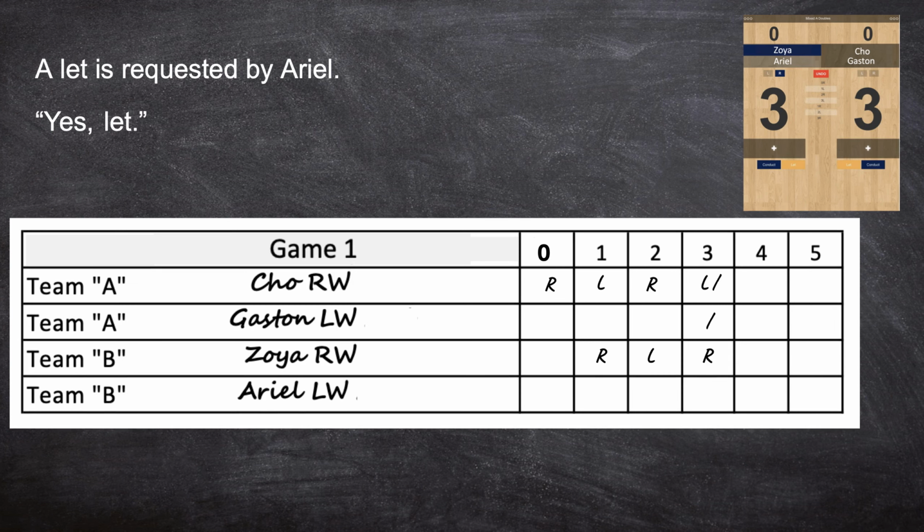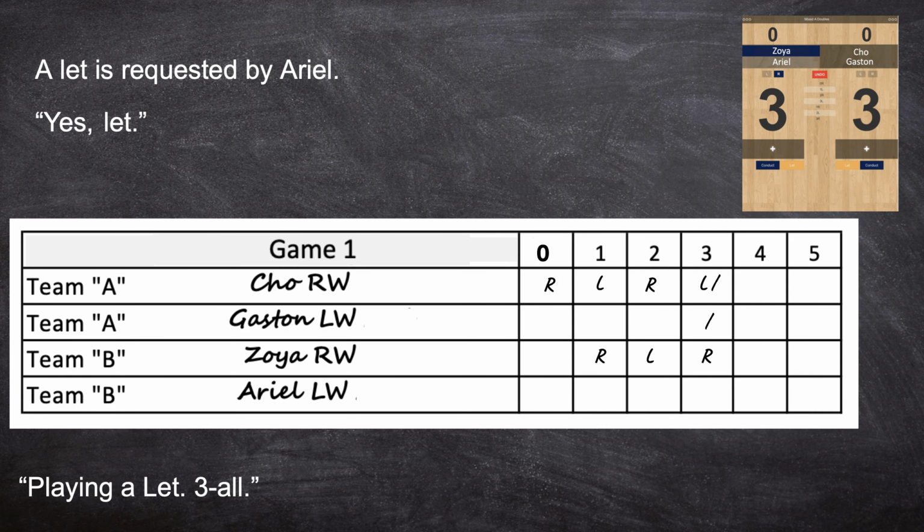Lynn, what does the scorer do when there is a let requested? In this case, there is no change in the score, so do nothing to the score sheet. Otherwise, one team or the other will get a point. Just treat it like any other point. But if you are wearing 2 hats, you will have to deal with the requested let. Playing a let, 3-all.